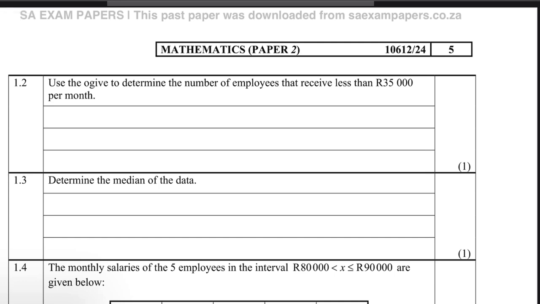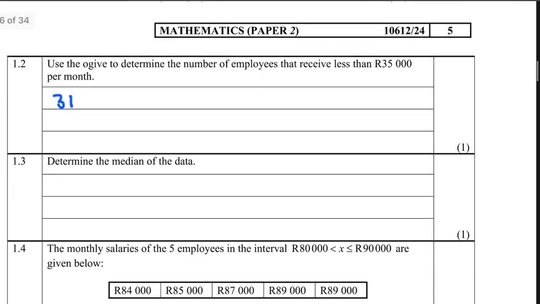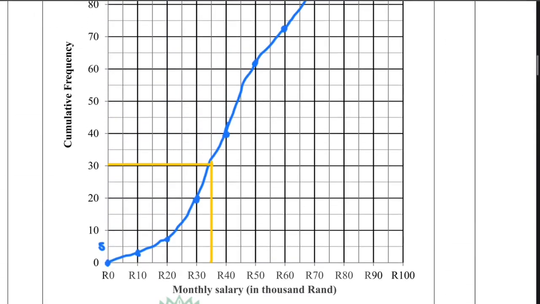So the number of employees that receive less than 35,000, depending on the way I do my cumulative frequency, is 31, right? For some people it's going to be 30, for some people it's going to be 29, depending on what you have. I'm going with 31 because I'm slightly above. I'm almost touching 32 there. So that's why I'm saying 31. Still reasonable.